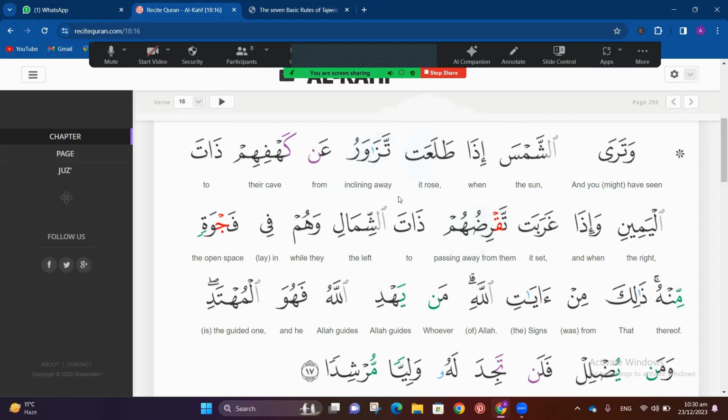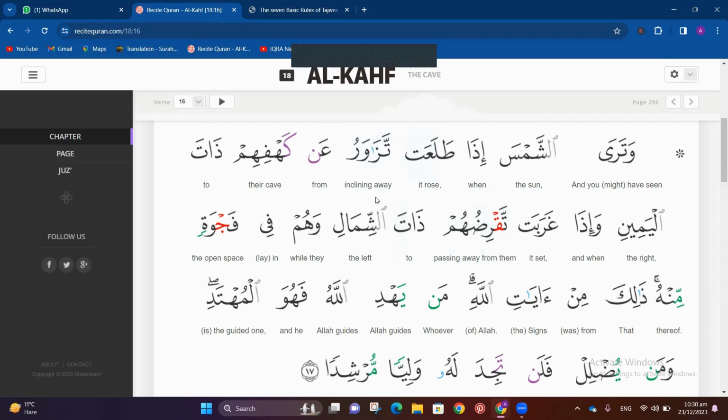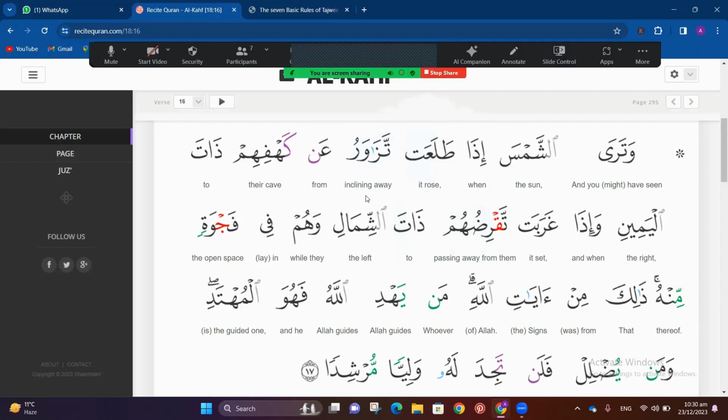طلعت تزاور. Okay, so ta and then za is going to have vibration in it, and then there is going to be waw, for which we need to make our lips in a round position. طلعت تزاور. Again, there is waw, so we are going to shape our lips round, and then again, ra is going to be heavy, like this. طلعت تزاور. Okay.